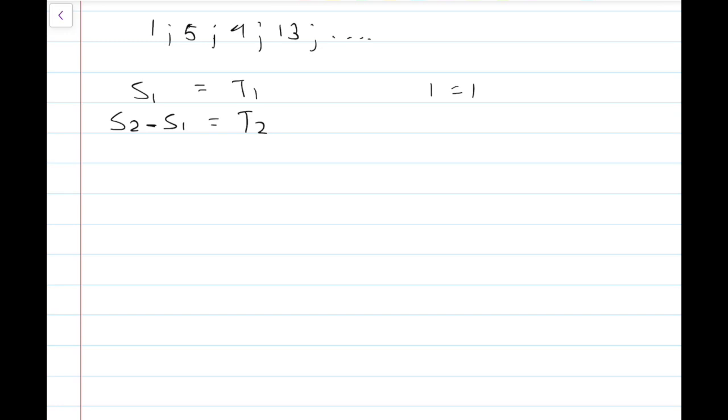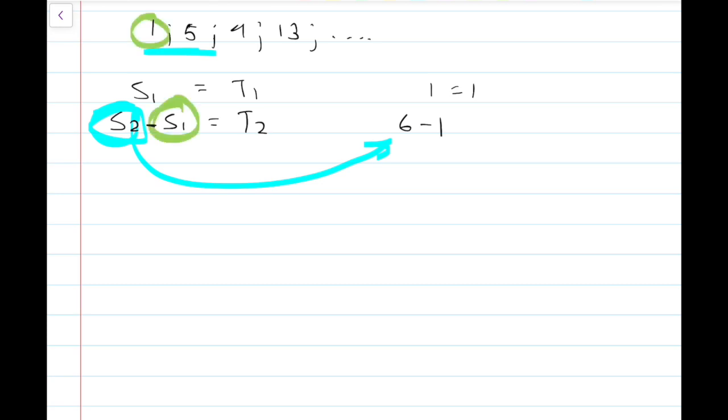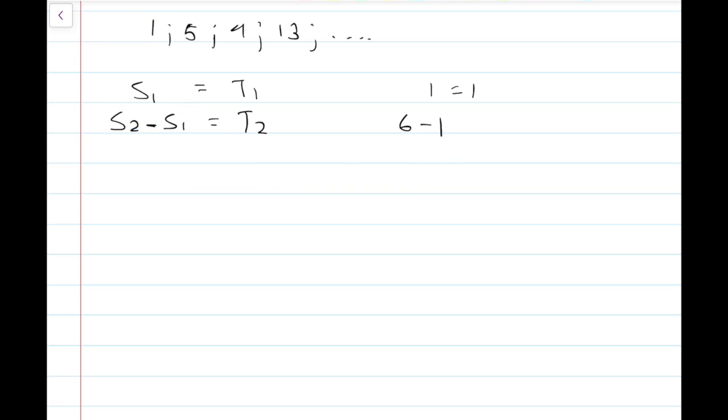Now let's show you this. 1 plus 5 is 6. The sum of 2 is 1 plus 5, which is 6, and the sum of 1 is just 1. So I'm going to say sum of 2 minus the sum of 1. The sum of the first 2 is 6. The sum of the first one is just 1. And what is that going to give me?